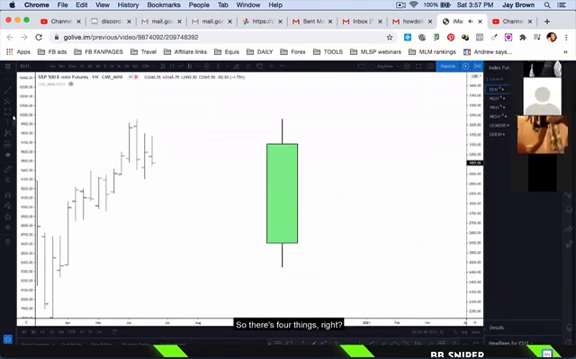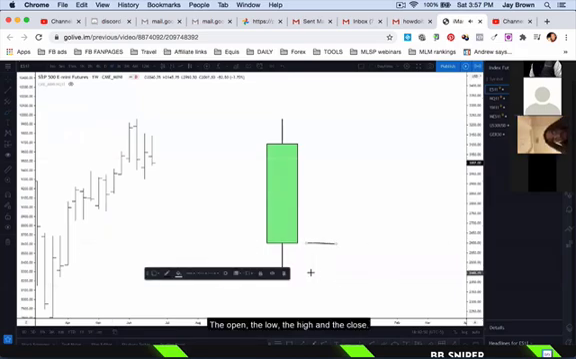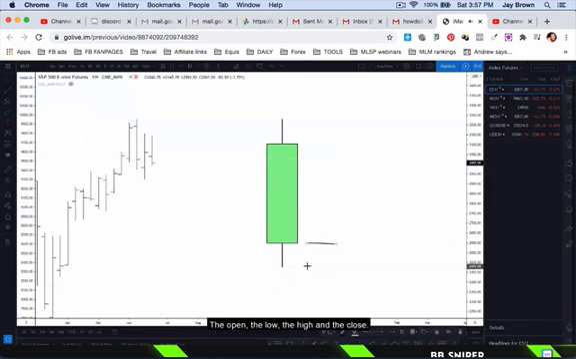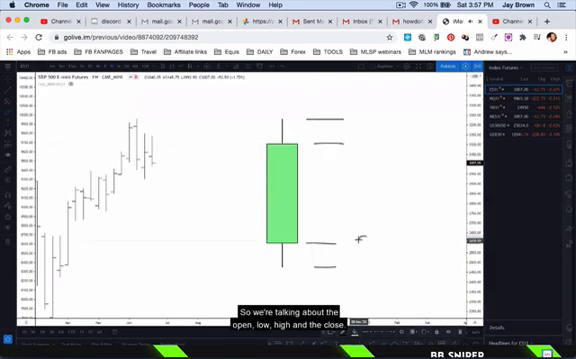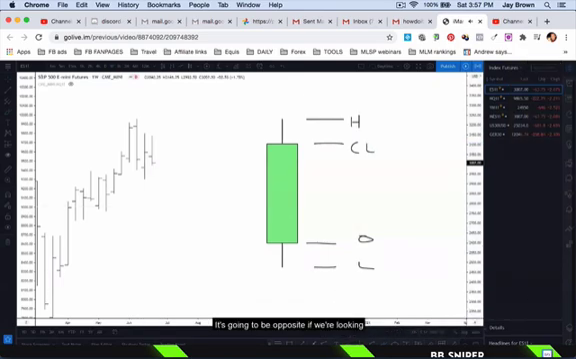Okay, so there's 4 things, right, that we need to be paying attention to: the open, the low, the high, and the close, right? So we're talking about the open, the low, high, and the close. Okay, and this, again, is for an up close candle. It's going to be opposite if we're looking for a down candle, right? This would be the open, this would be the high, this would be the low, and then this would be the close.